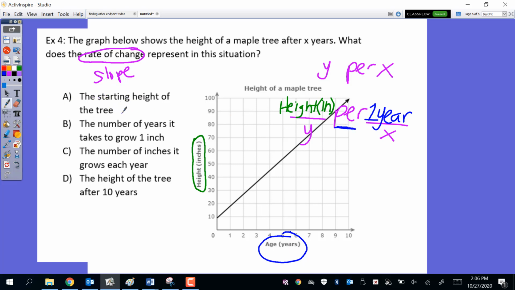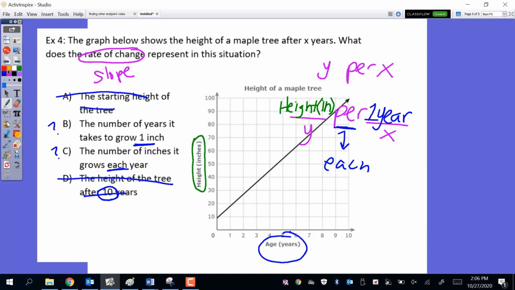The starting height of the tree. That is not talking about how much, that's the y-intercept when it says start, so not A. The number of years it takes to grow 1 inch. Well, it did talk about 1, so we're going to leave that in. We're going to put a question mark, maybe. The number of inches it grows each year. This said each. That was an alternative for per, could be each. So we're going to keep that in. D, the height of the tree after 10 years. 10 years, we want per 1 year, so it's not D.